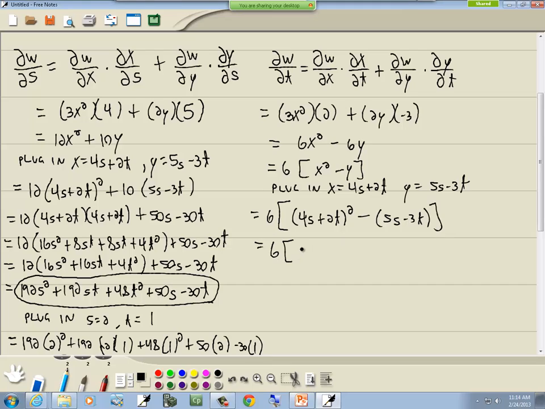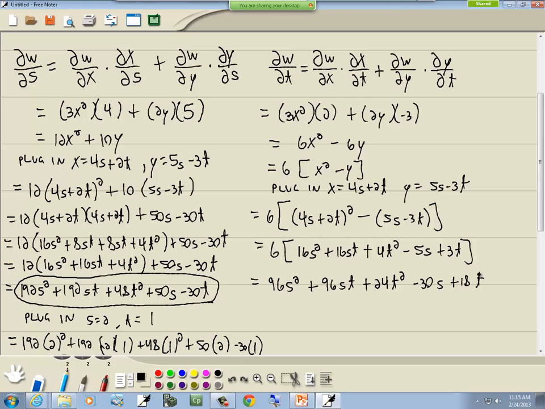Which gives us 6 times 16s squared plus 16st plus 4t squared. I already showed all those steps, so I'll simplify this a little bit. Minus 5s plus 3t. And then I'll multiply the 6 through, and that gives us 96s squared plus 96st plus 24t squared minus 30s plus 18t. Assuming no basic math error.